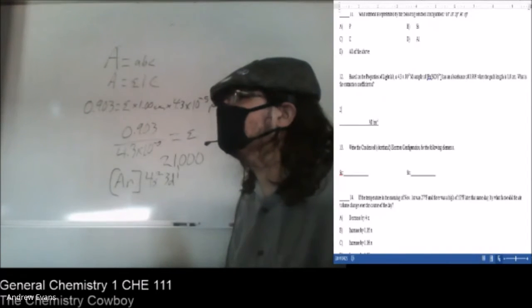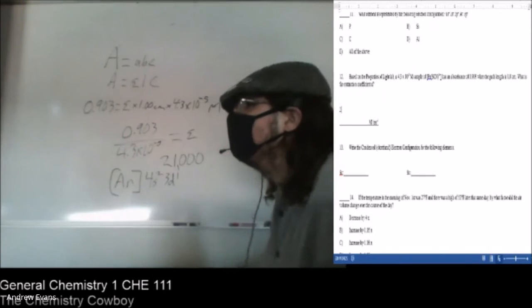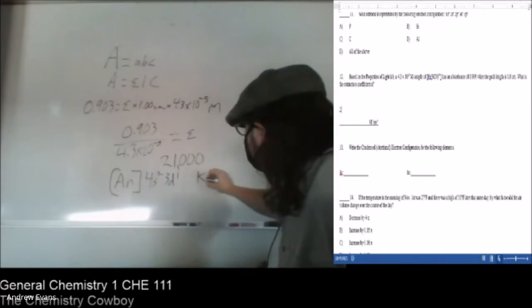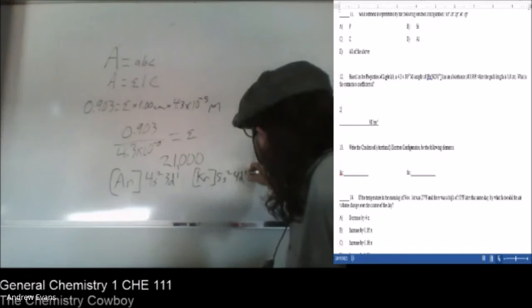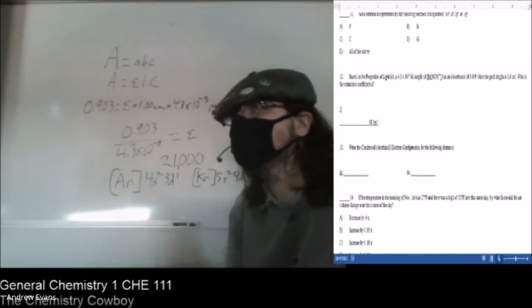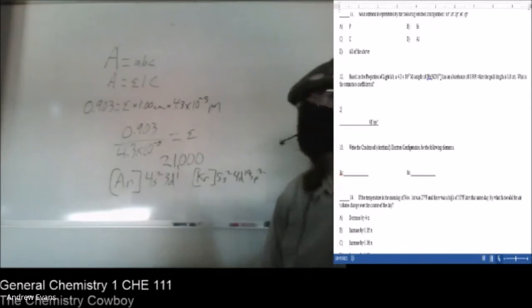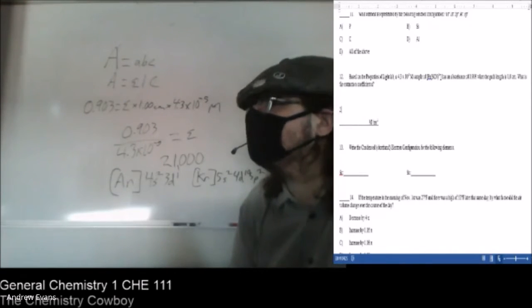Tin. Tin is on the 5th row, below carbon, below silicon, below germanium, there's tin. So the row 4 noble gas is krypton. Krypton, 5s2 4d10 5p2. I'm just working my way across. I'm not performing magic. I'm not doing brain surgery. Just working my way across.